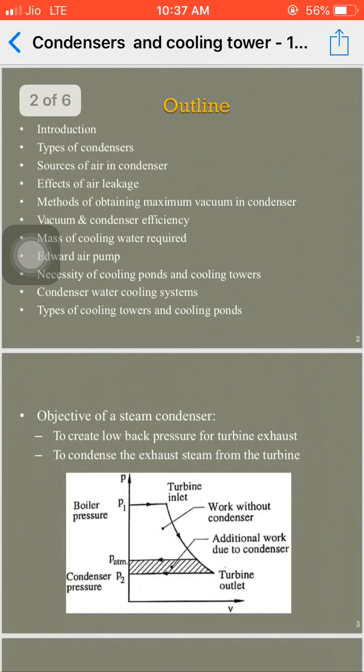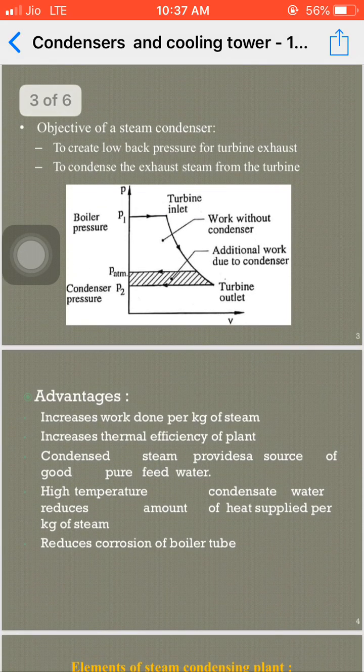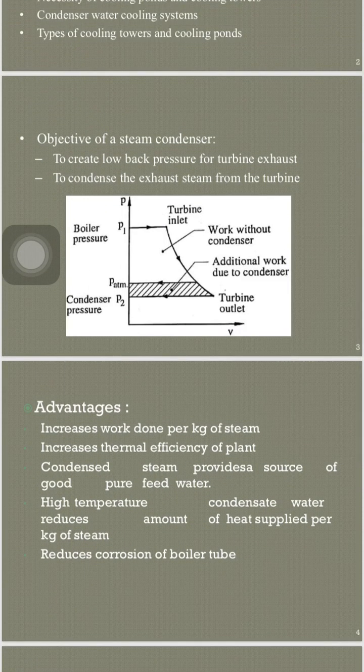Now, we have to discuss the objective of the steam condenser. What is the main objective behind the steam condenser? There are two main objectives. First is to create a low back pressure for the turbine exhaust, and second is to condense the exhaust steam from the turbine.